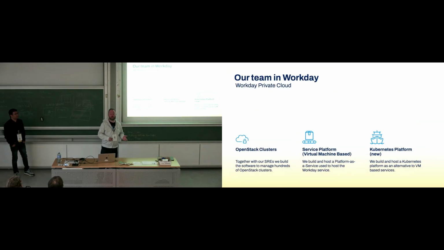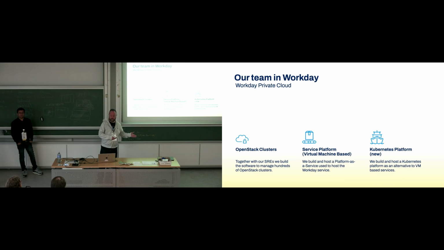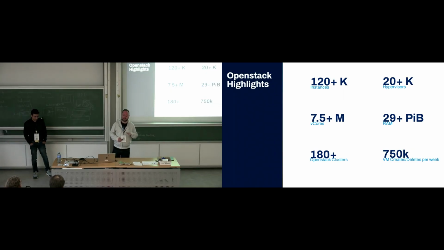So what we're doing mostly today is OpenStack. And on OpenStack, our internal clients run many VMs. And we're looking to push them more towards a Kubernetes world. So to give you an idea of the OpenStack deployment that we're looking at, on any given day we've got about 120,000 VMs across 180 odd clusters.